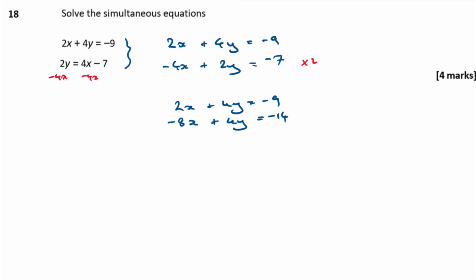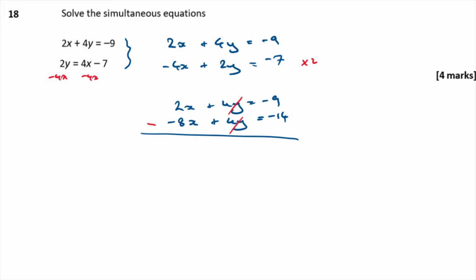And then to eliminate y, I can subtract one from the other then, can't I? Okay, so if I subtract the second equation from the first one, my 4y's are going to cancel. Okay, now what happens with the other things? I've got 2x take away negative 8x. Now, taking away a negative is the same as adding.